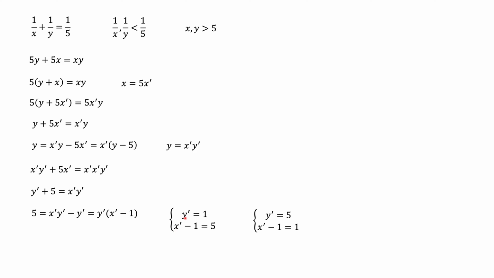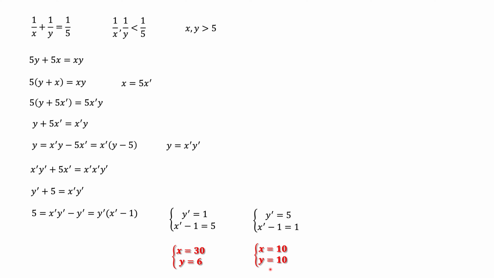In the first case, we have y prime equals 1 and x prime equals 6. And we're going to substitute these values for y prime and x prime into the equation for y and for x. And if we do, we get a solution of our original equation where x equals 30 and y equals 6. In the second case, we have y prime equals 5 and x prime equals 2. Again, we're substituting them here. And we get another solution where x and y both equal 10.